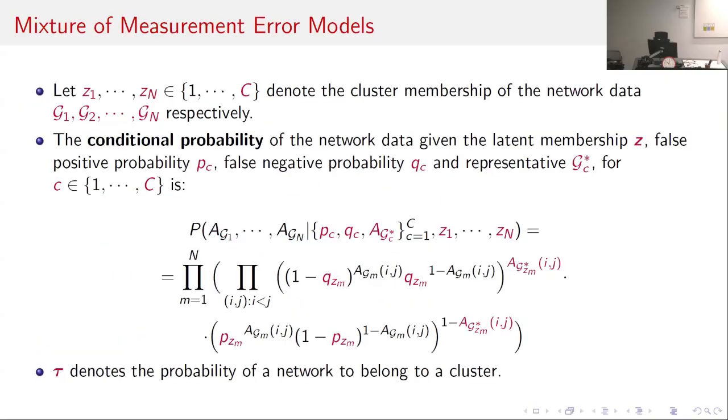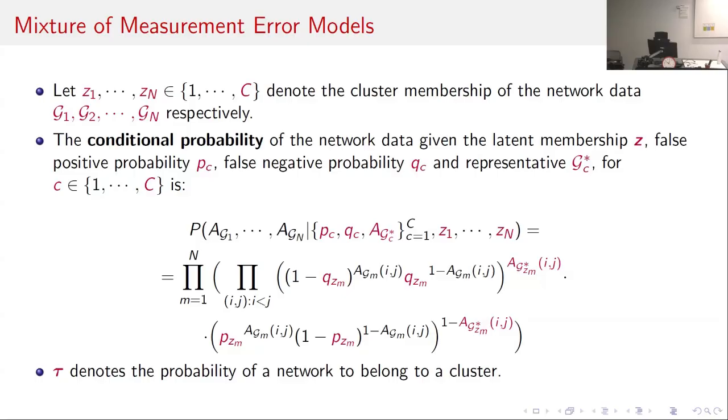And then we use this measurement error process as the mixture components of the mixture model. So for that, we have defined the mixture model as follows, where we specify Z1 up to capital ZN, denoting the cluster membership of the network data G1 up to capital GN. And then we can define the conditional probability of the network population, given the false positive and false negative probabilities, the network representative, and of course the cluster membership of the networks.